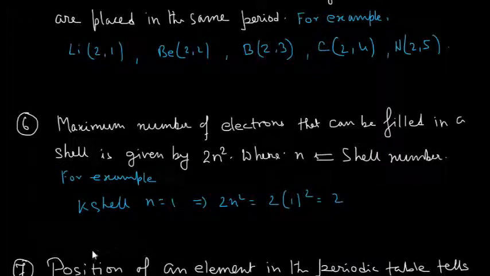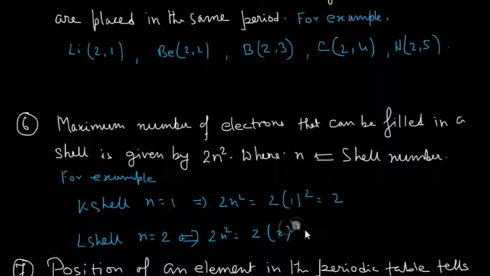Now L shell, n is equal to 2, which implies 2n square, that is 2, 2 square, that is 8. Second period has 8 elements. In this way it goes on.